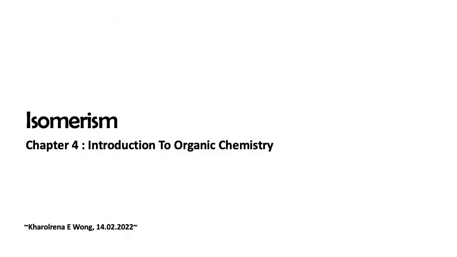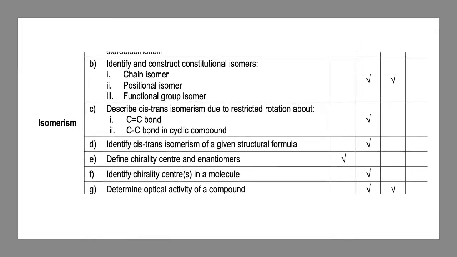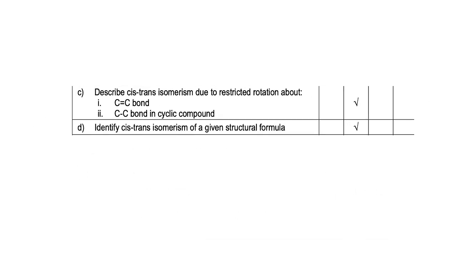Okay, so kita continue dengan isomerism part 2. Now, in this part, I am going to explain about learning outcome C, which is the cis-trans isomerism.